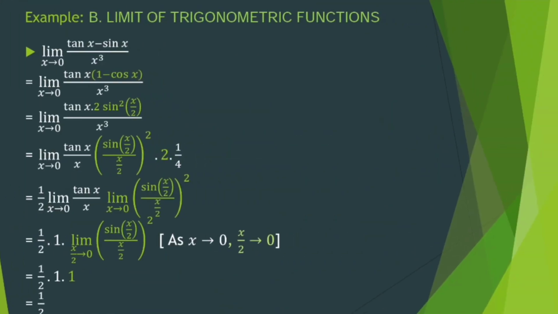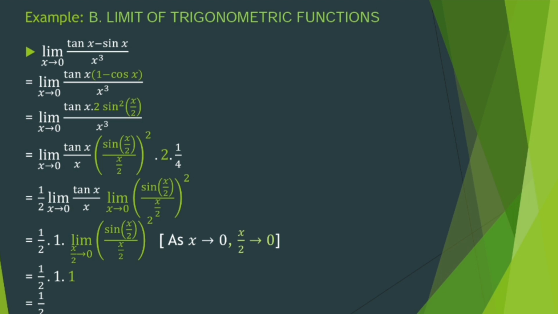Next, consider another example. Limit as x tends to 0, (tan x minus sin x) by x cube. In the numerator it can be written as tan x into (1 minus cos x) by x cube. Again 1 minus cos x is 2 sin square x by 2. So we get limit as x tends to 0, tan x into 2 sin square (x by 2) divided by x cube. Now for using the previous formula, the denominator must be in x by 2.